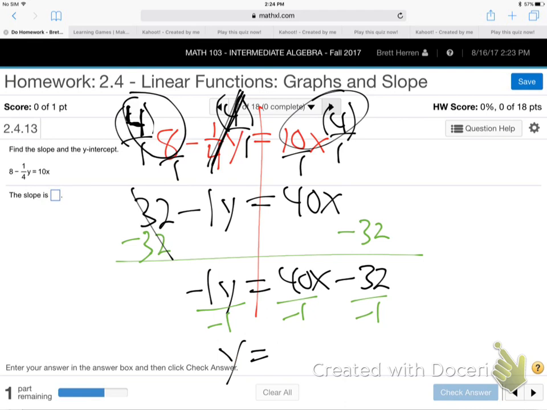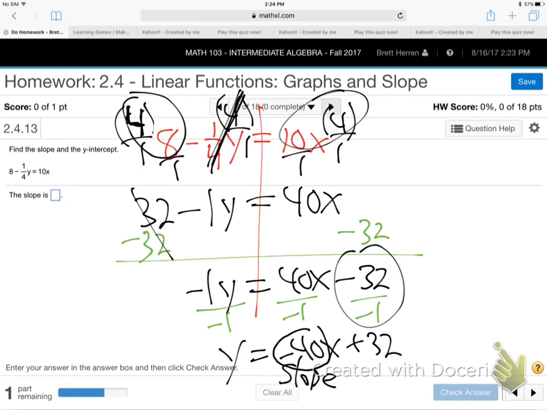What happens over here? When we're dividing by 1, that 1's going to go away, right? We don't leave 1's in the denominator. But 40 divided by 1 and positive over negative, this is going to be negative 40. And here, 2 negatives, positive 32. Everybody see that? So therefore, here's the slope, negative 40. Here's the y-intercept, positive 32. We're done.